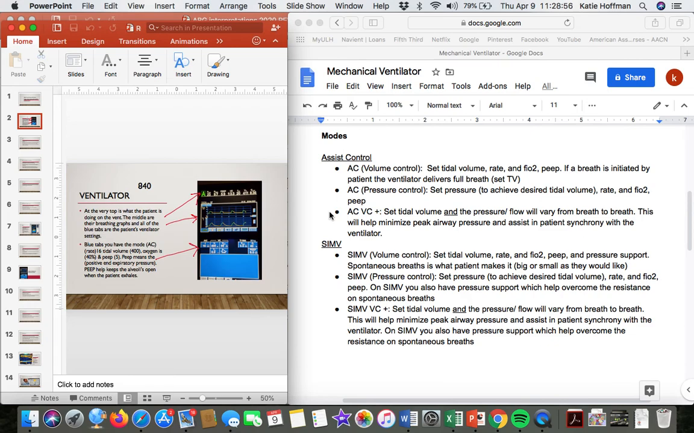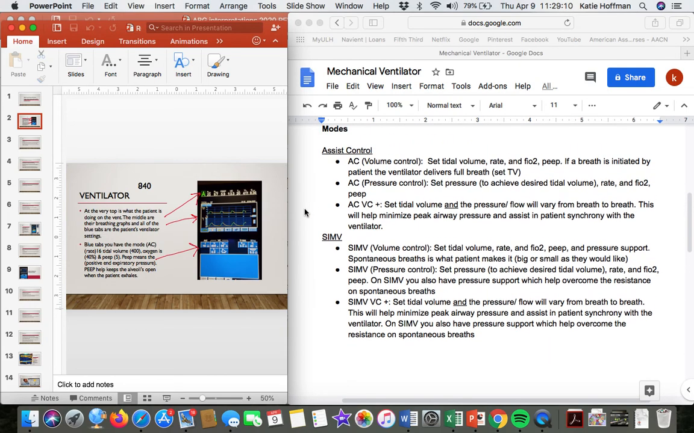The pressure and flow will vary from breath to breath, meaning if maybe the patient has a variation of lung compliance, sometimes it may deliver more or less pressure to achieve the desired tidal volume. Is that right? Okay. Yeah. So now we're going to bump down to SIMV.